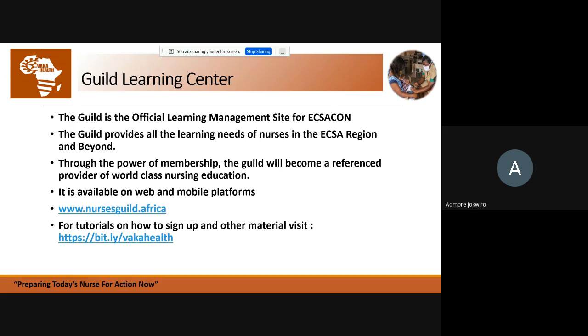So, the Guild Learning Center. The Guild Learning Center is the official learning management site for ECSACON, and it provides all the learning needs of nurses in the ECSA region and beyond. Through the power of membership, we believe that the Guild will become a reference provider of world-class nursing education. So some of you on this call, obviously, have already registered on the Guild Learning Center, and you may be participating in some of the learning activities that are on the Guild.